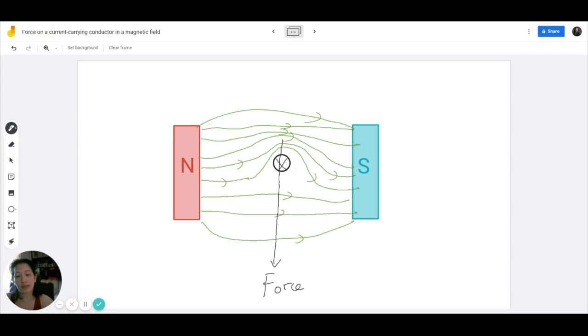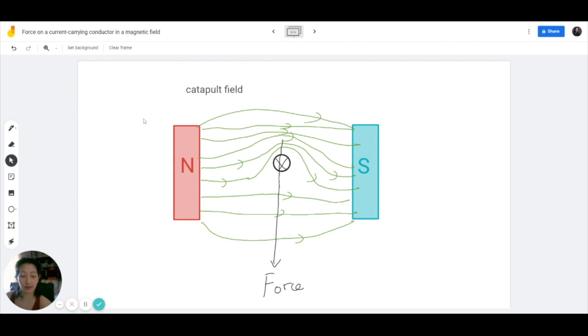This is the force that has been induced because of the interaction between the magnetic fields of the permanent magnets and the magnetic fields around the current carrying conductor. This resulting field creates a catapult effect, and that's why this is known as a catapult field. It behaves like a catapult.